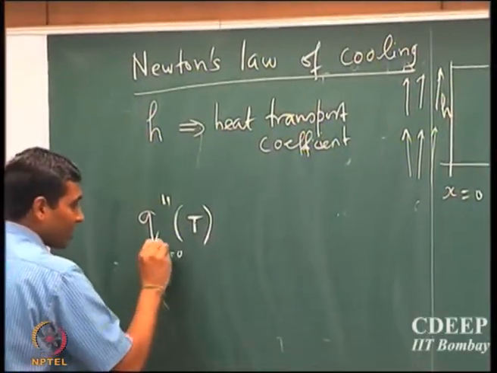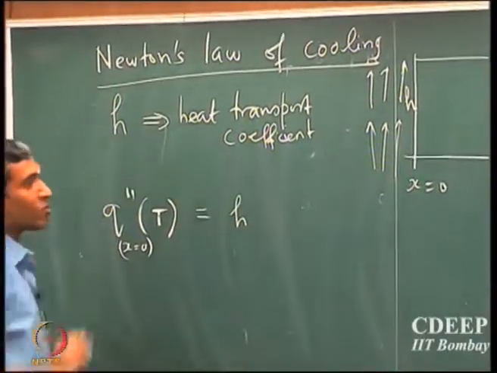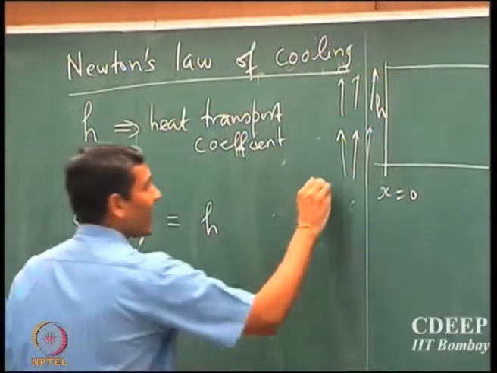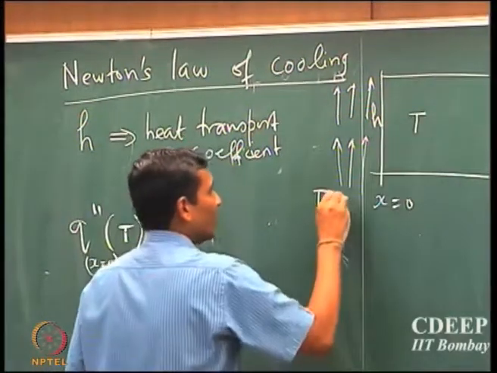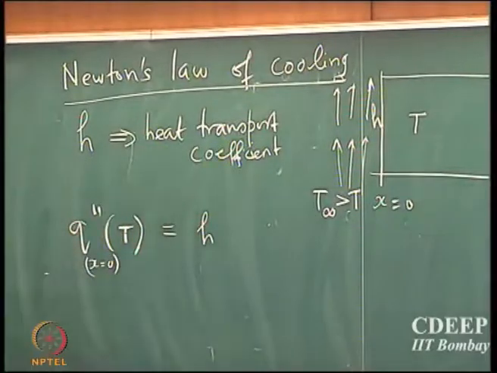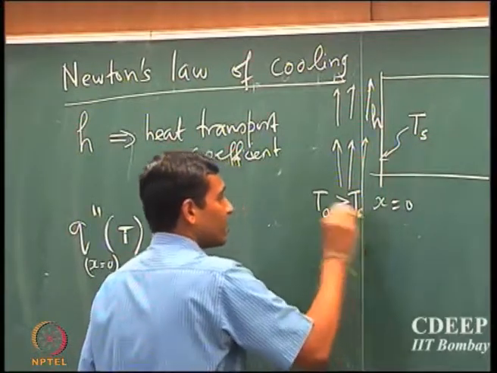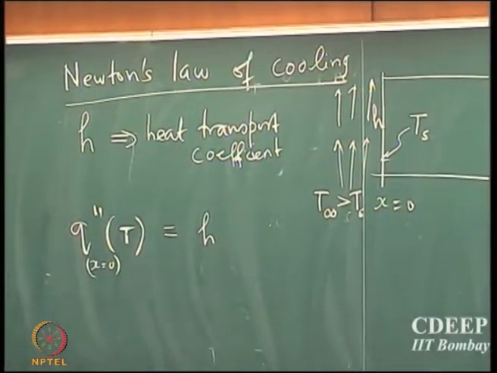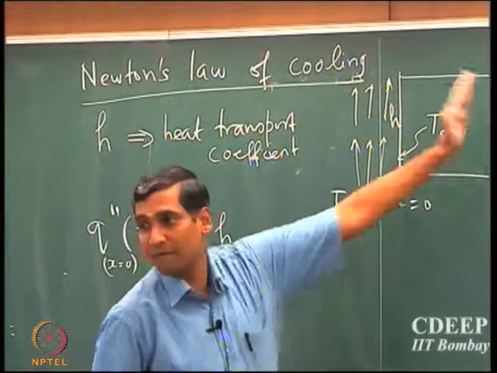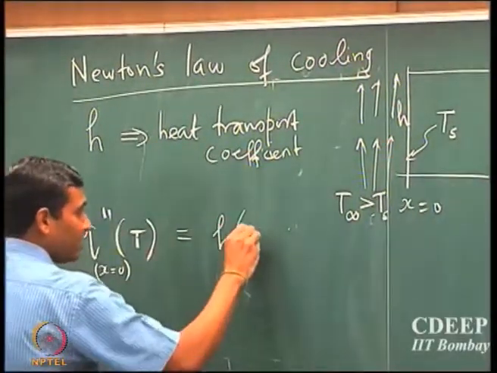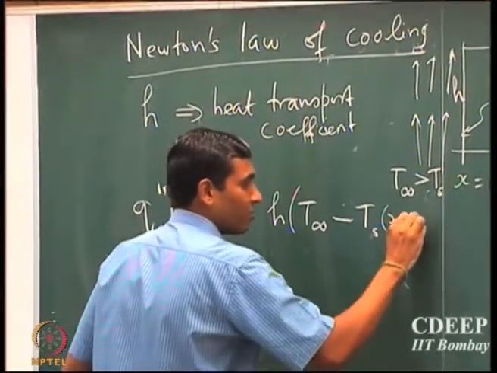at x equal to 0, that's the flux at x equal to 0, should be equal to the heat transport coefficient h, and supposing I assume that the temperature in the fluid is T infinity, and this temperature is higher than the temperature at the boundary, which is the surface temperature. So if I assume that the fluid temperature is higher than that of the solid, which means that the heat is transported from the fluid to the solid, then one could define the flux as h times T infinity minus Ts, which is basically at x equal to 0.